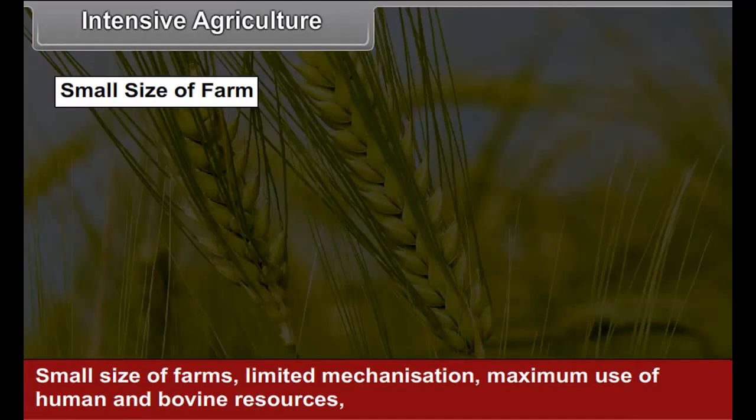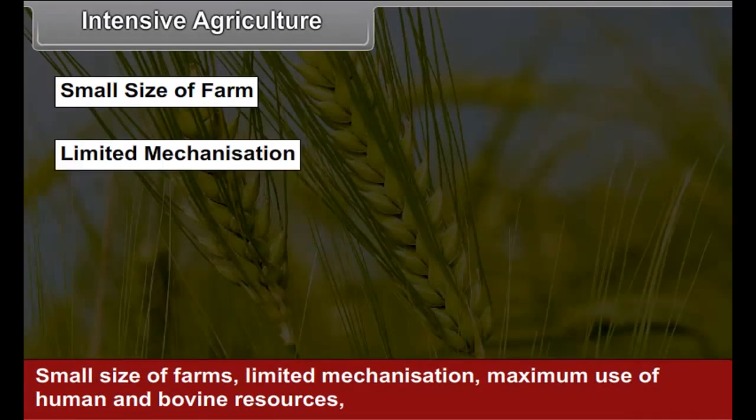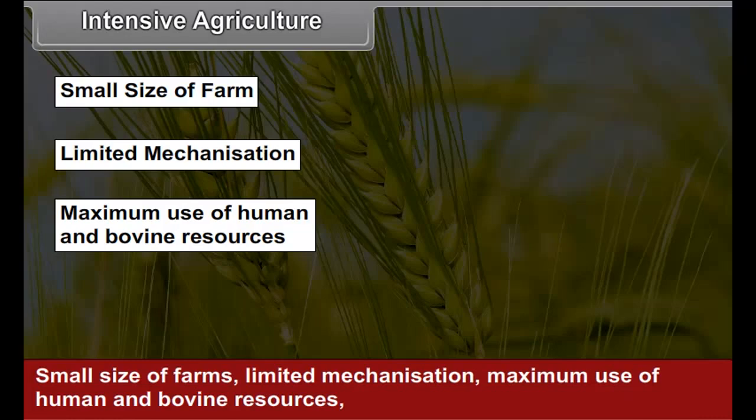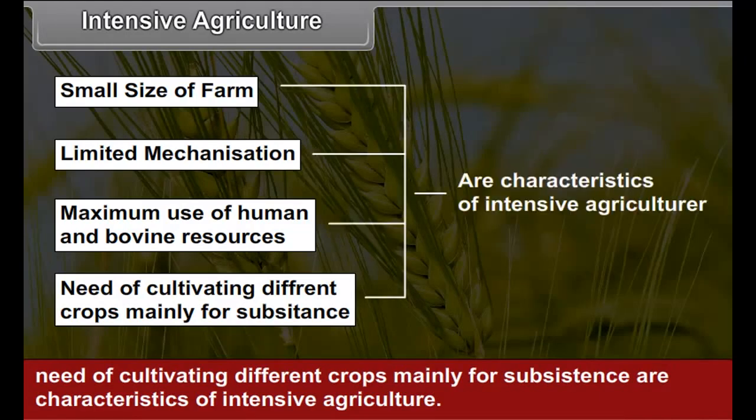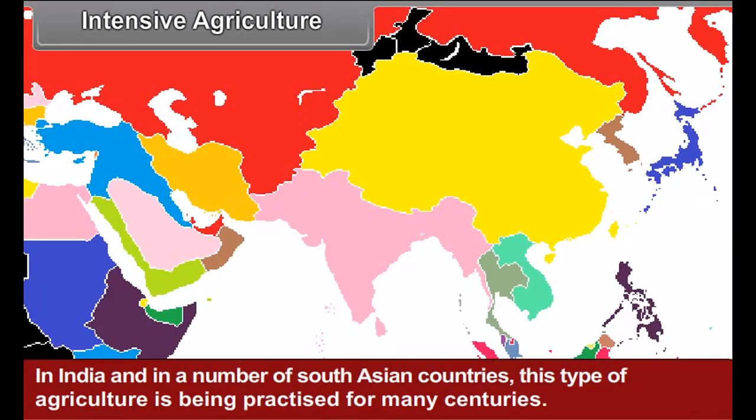Small size of farms, limited mechanization, maximum use of human and bovine resources, need of cultivating different crops mainly for subsistence are characteristics of intensive agriculture. In India and in a number of South Asian countries, this type of agriculture is being practiced for many centuries.